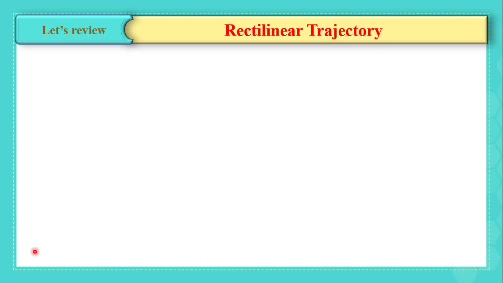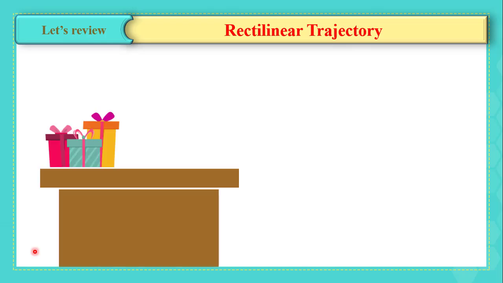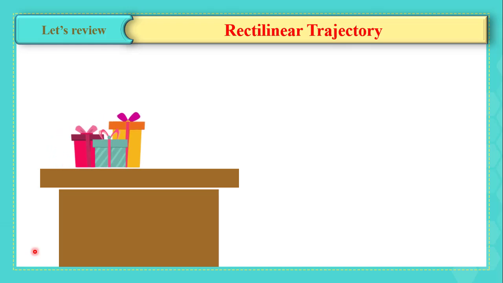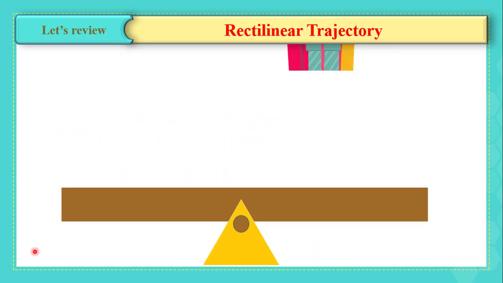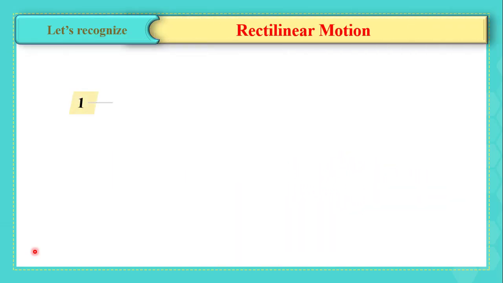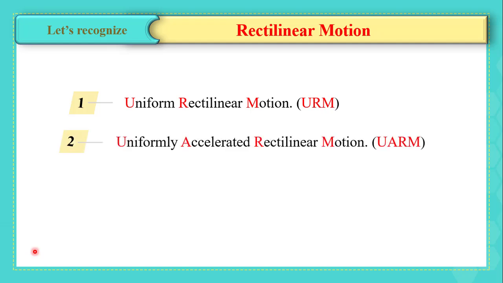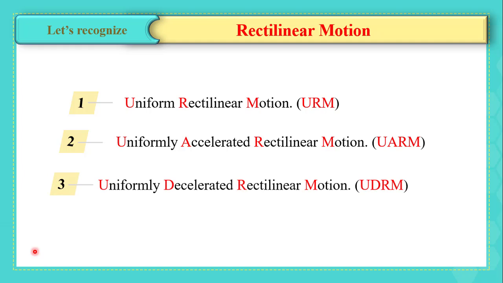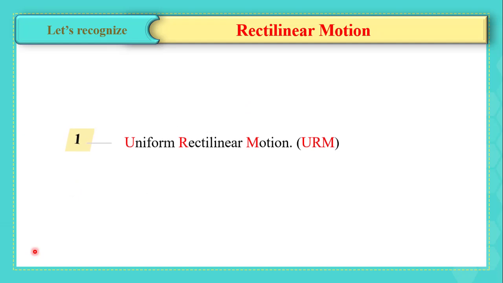In this lesson, we will study rectilinear motion. Rectilinear motion is the motion along a straight line. The straight line could be horizontal, vertical, or oblique. We will study three cases of rectilinear motion depending on the variation of the speed: uniform rectilinear motion URM, uniformly accelerated rectilinear motion UARM, and uniformly decelerated rectilinear motion UDRM. Let's start with studying uniform rectilinear motion.